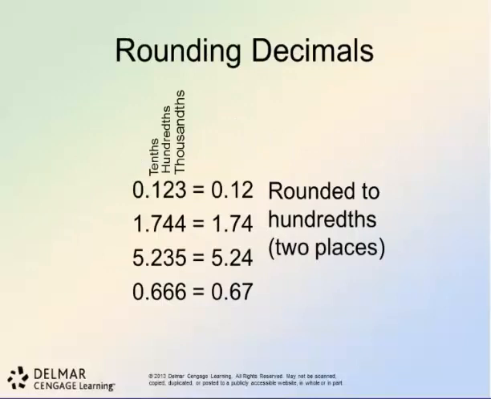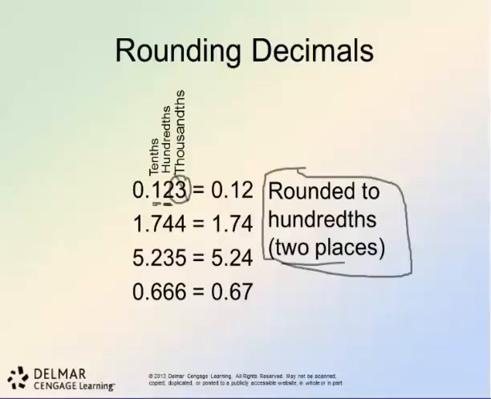Rounding decimals, I think we've talked a lot about rounding decimals. You have to know your place values. So if it says round to 1 decimal place, that means you're rounding to the nearest tenth. If it says round to the nearest hundredth, you're rounding to the second decimal place. So in here it says round to the hundredths, which means 2 decimal places. So if it says round to the hundredths, you need to look at that digit that's in the thousandths position, and that will help you to determine whether you're rounding up or down.